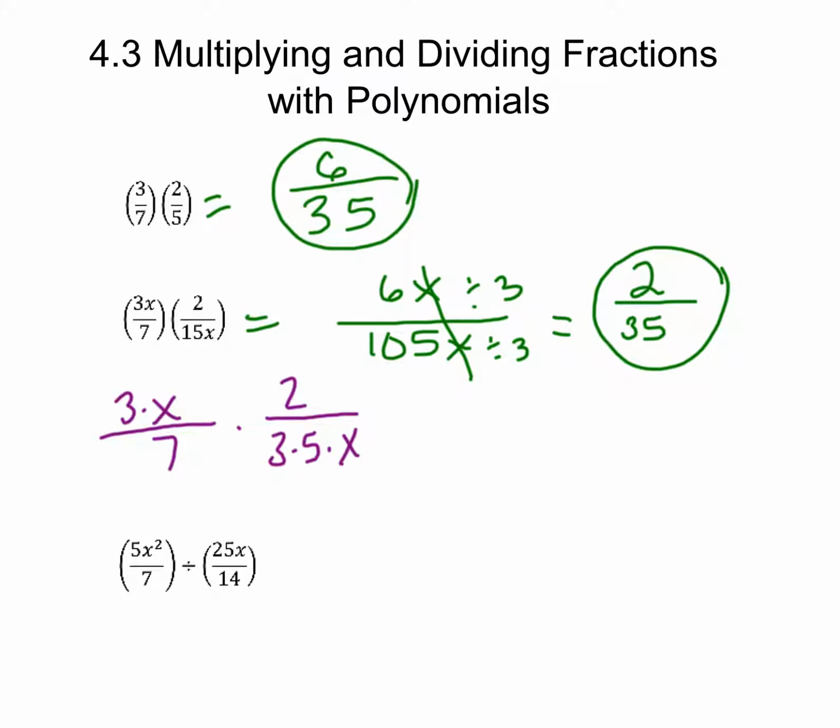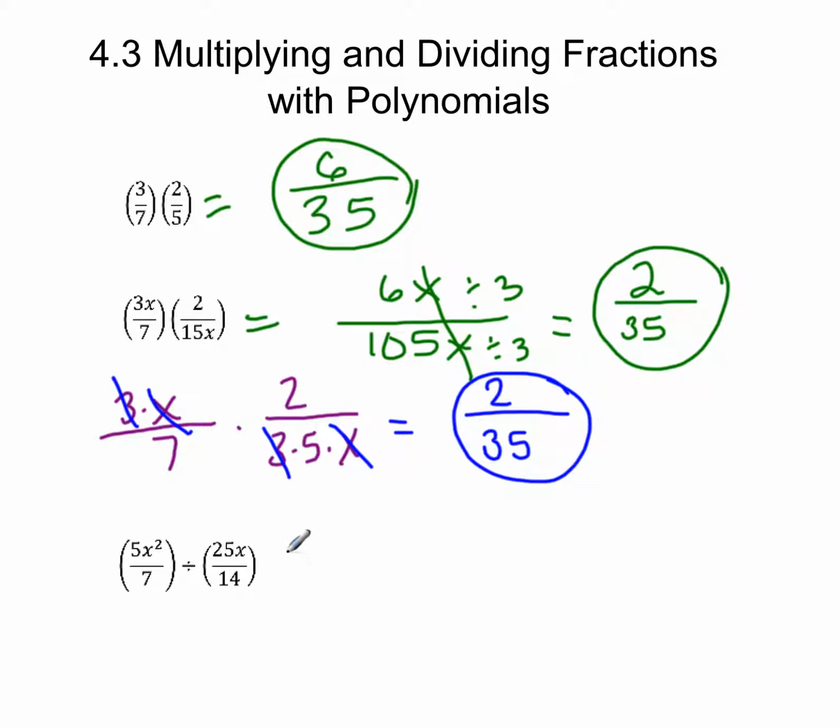Now, I'm going to cancel anything on the top and on the bottom that's the same. It's basically the common factors. So 3 and 3 are on the top and on the bottom, and they can cancel. The x and the x, top and bottom, can cancel. Then that leaves me with just 2 on top, and on the bottom I have a 7 times 5, 35. So it's a much easier way to break everything down: prime factorize, look for common factors, cancel, then multiply.